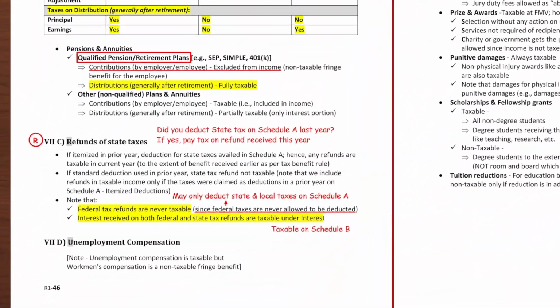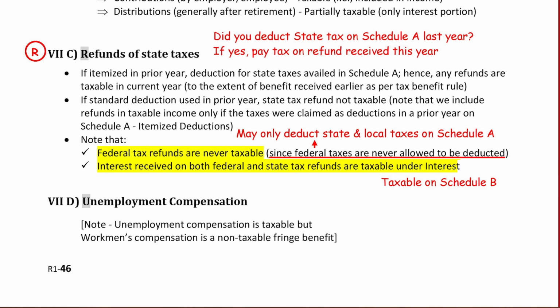We are back again on page 46. We'll be looking at income from unemployment compensation, which is, as we know, the U of SIR-UO. And highlight, unemployment compensation is taxable. And on another note, underline, workmen's compensation is non-taxable because that's a non-taxable fringe benefit.